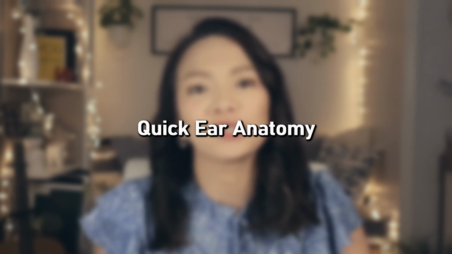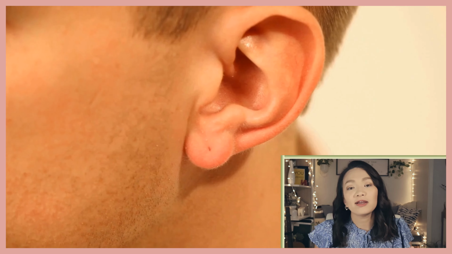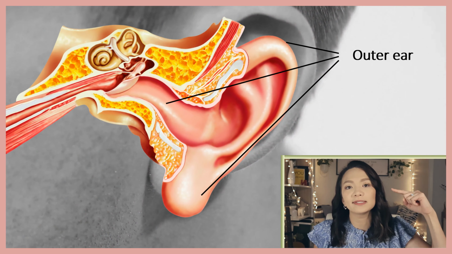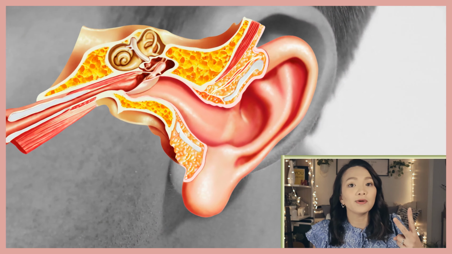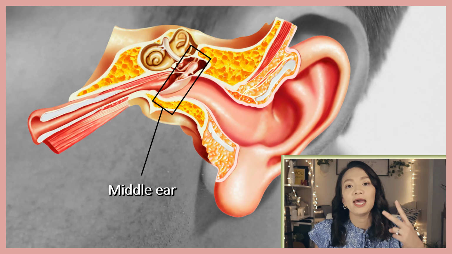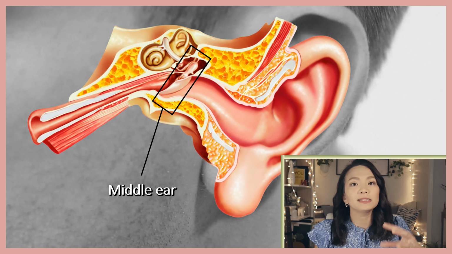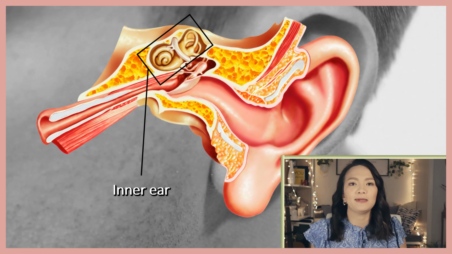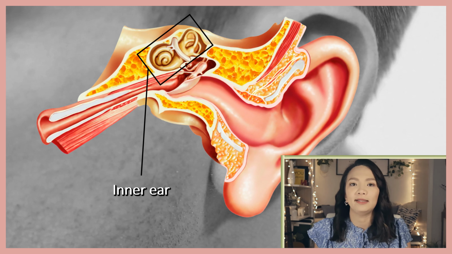So first things first, to understand ear infection, I'm going to give you a TLDR, or a super quick crash course on ear anatomy. The ear has three parts. First one is your outer ear, so everything outside plus the ear canal. Number two is your middle ear, so basically that is the air-fluid space behind the eardrum. And then number three is your inner ear, so this is basically where balance and nerves live.